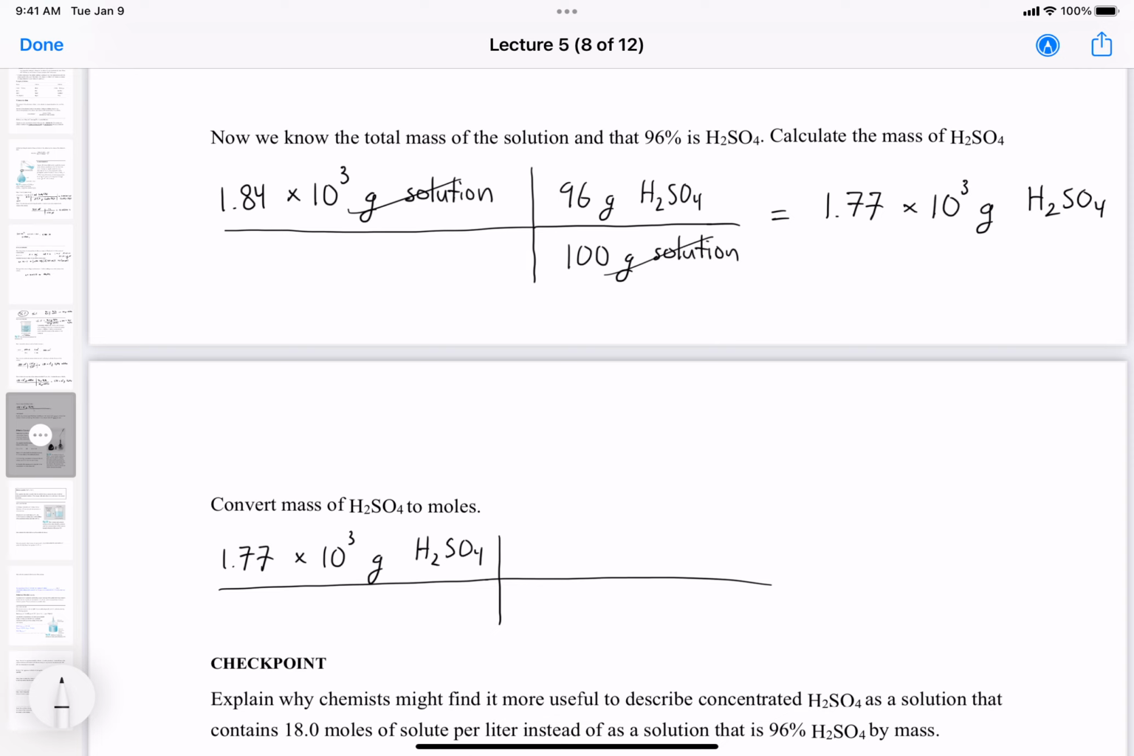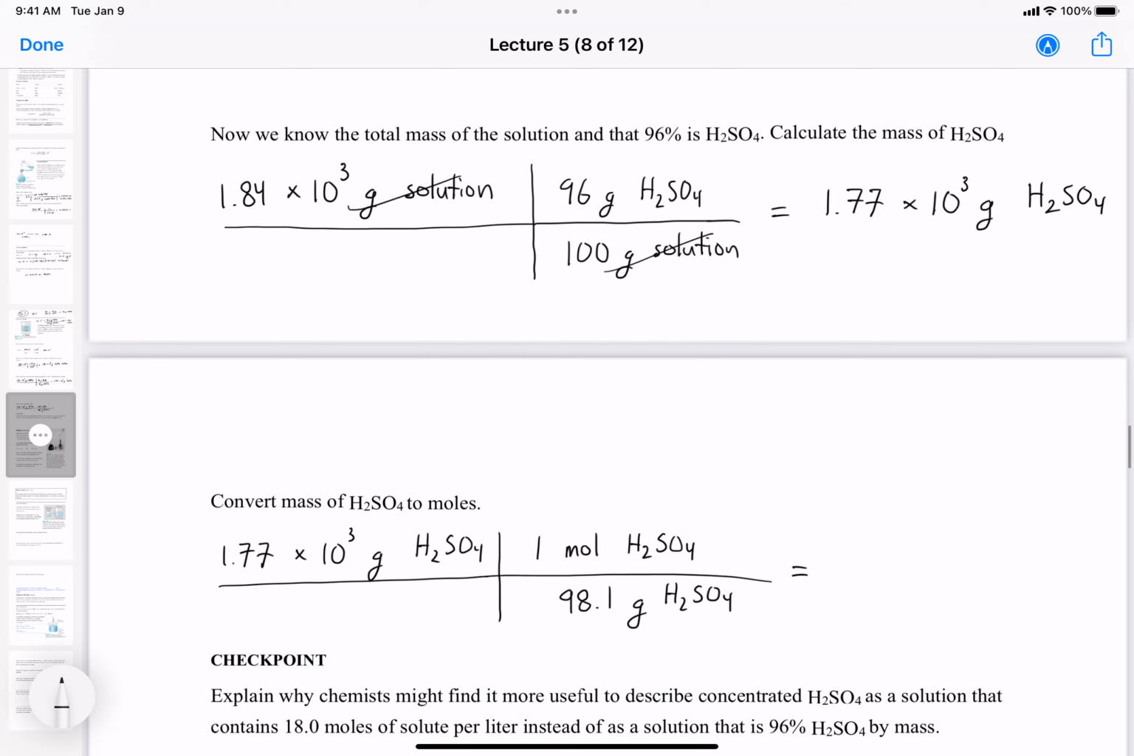Okay, so 1 mole of sulfuric acid is equal to, for the molar mass of sulfuric acid, please just look up the molar masses of all the elements, and you should get 98.1 grams H2SO4. Okay? So if we do that, we get 18 moles of sulfuric acid per liter of solution.